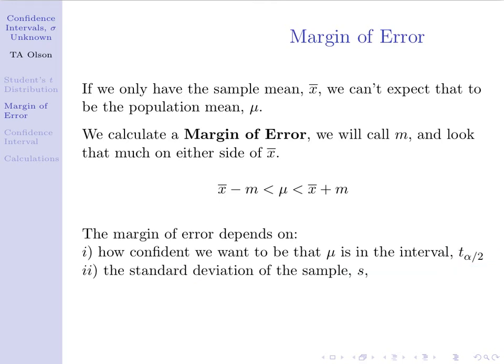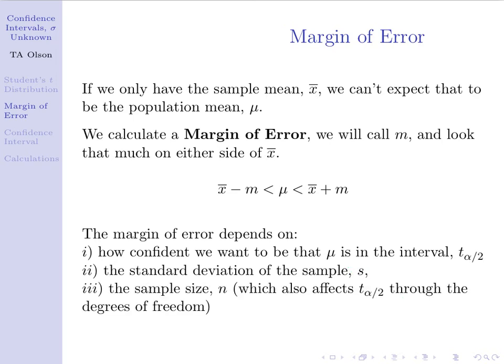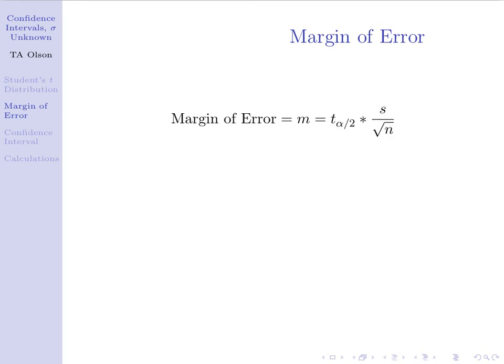which is dependent on our sample size. It's going to be dependent on the standard deviation of our sample, our S. We don't have access to the standard deviation of the population, so we use the next best thing, the standard deviation of the sample. And it's also going to depend upon the sample size, in two different ways. There's going to be a 1 over square root of n that's going to pop in here, but it's also going to affect our critical value through the degrees of freedom. The calculation for our margin of error is going to be our critical value times our sample standard deviation divided by the square root of n.